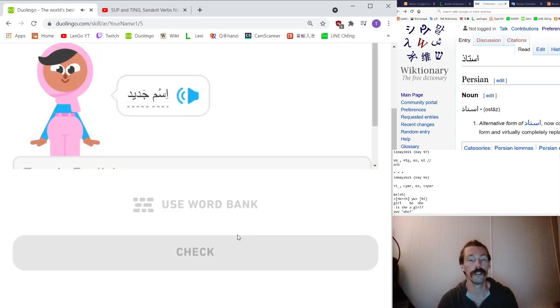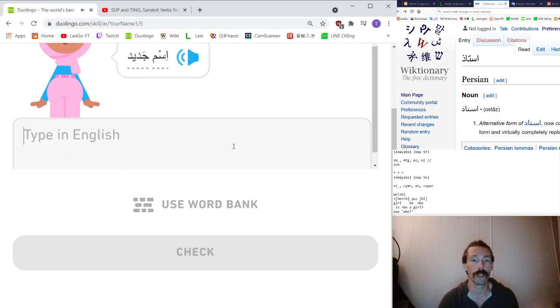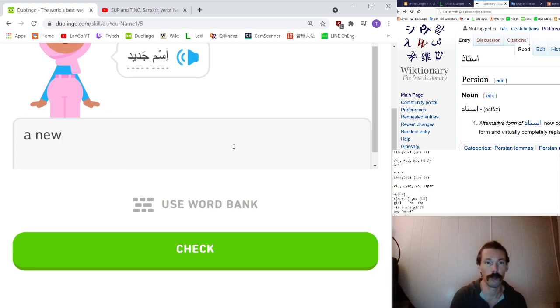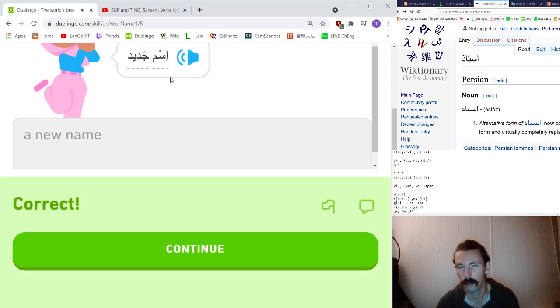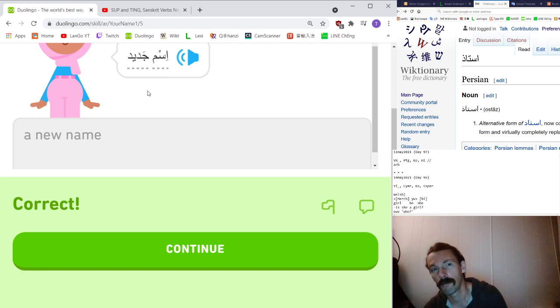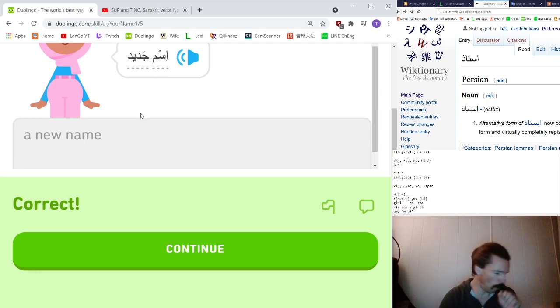Ism Jadid, a new name. So my feeling is that if you have no definite marker, instead of taking this noun plus adjective as a sentence, if there's no definite marker, that means it's general or singular, indefinite. And it's a single noun phrase, whereas al-ism jadid would be the name is new. That would be a sentence.